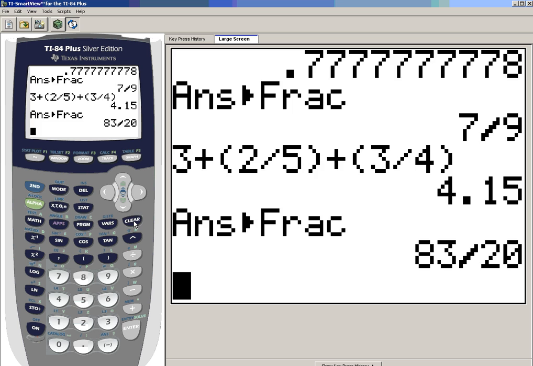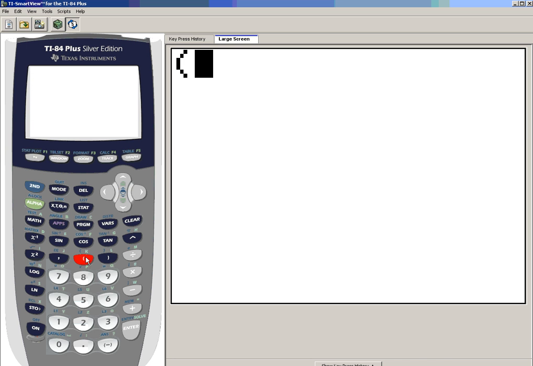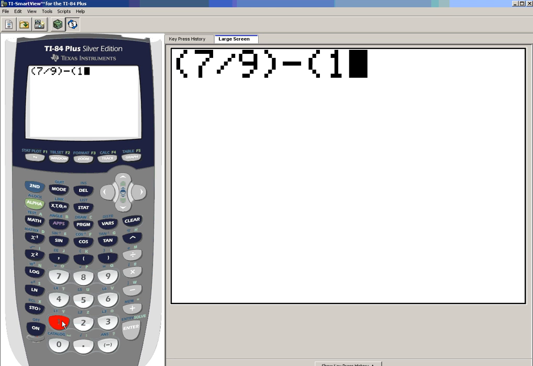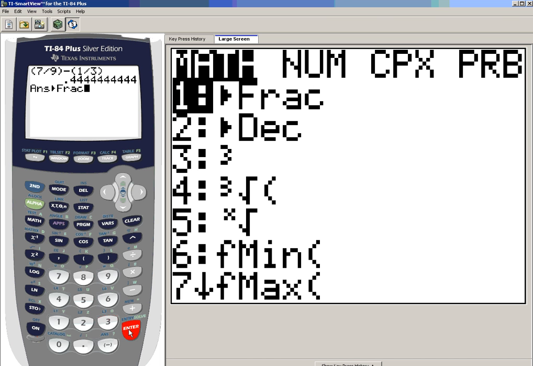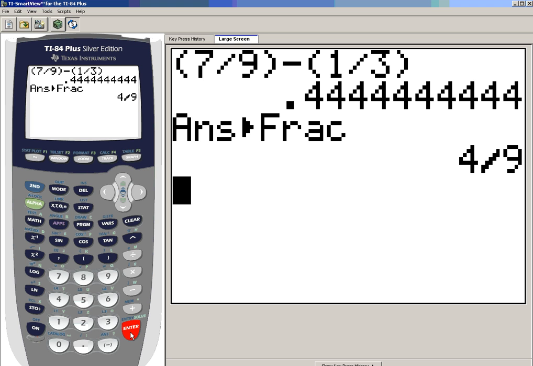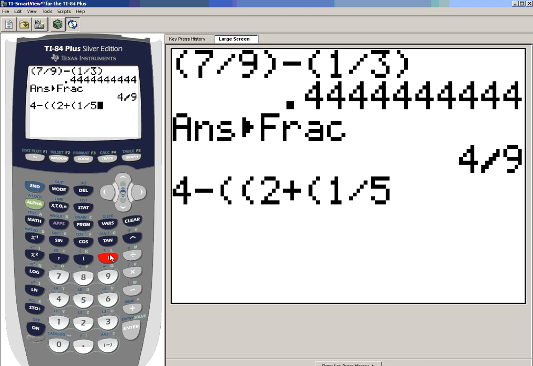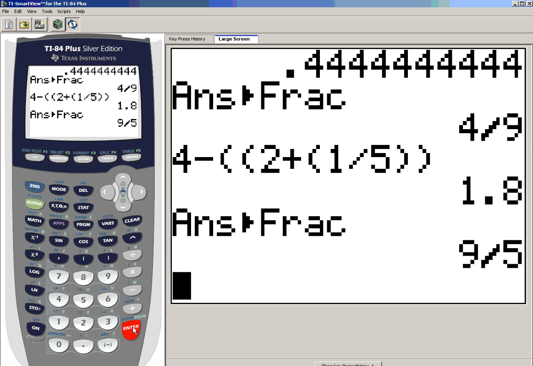On the calculator, 7/9 minus 1/3. There's the decimal. Math, change to fraction. There's our fraction. 4 minus. Now here's where you need to be careful. When you put a mixed number in, you have to group the entire mixed number together. So we have 4 minus 2 plus 1/5 is our mixed number. Equals the fractional part of the mixed number and the whole mixed number. Hit enter. There is our decimal, math, change to fraction, 9/5.